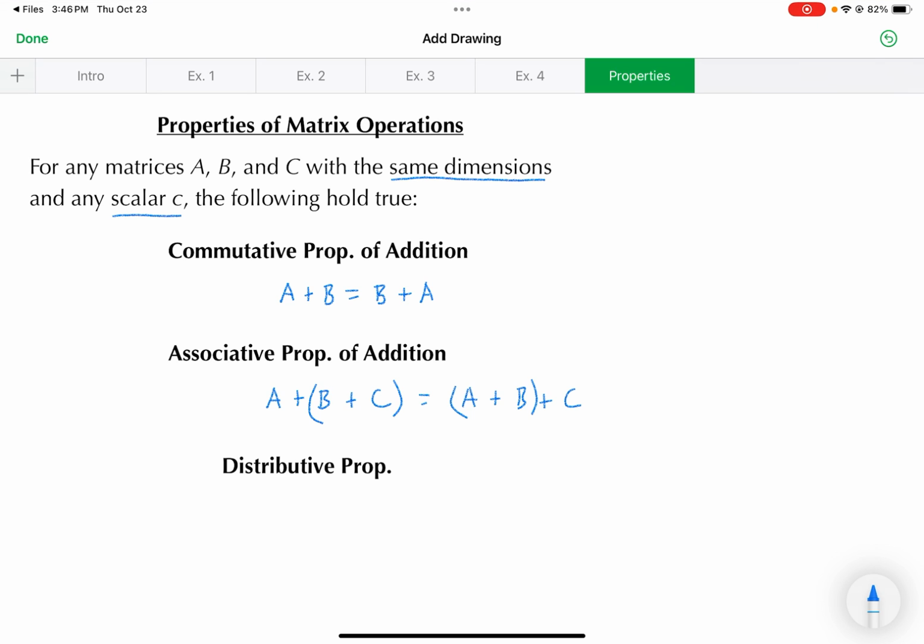The distributive property holds true for scalar multiplication of matrices. So if I'm taking 2 matrices with the same dimensions, adding them together, and then multiplying that by a scalar c, that would be equivalent to multiplying the 2 matrices by that scalar first and then adding the results together.